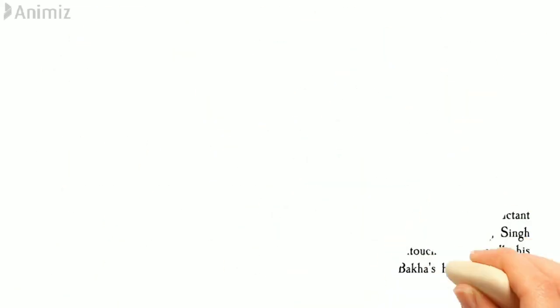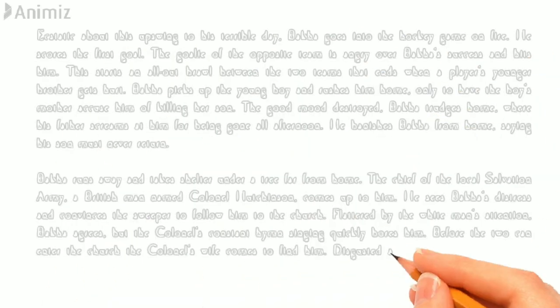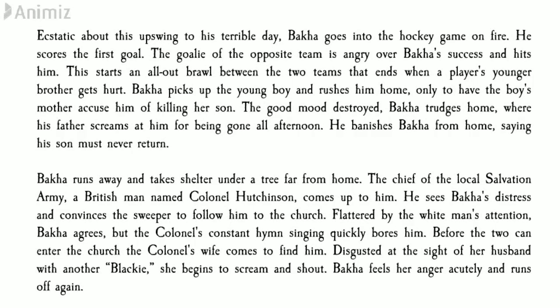So Baka takes the entire frustration out by scoring a quick goal in the hockey game. So this actually doesn't go well with him because the goalie of the opposite team is angry over Baka's success and he hits him. So both the teams start fighting with each other, and in the entire process a player's younger brother gets hurt.